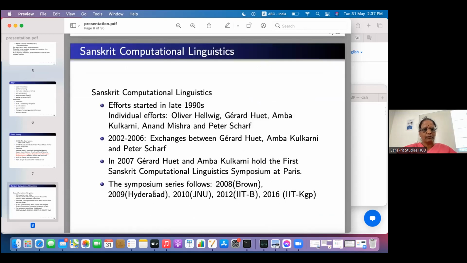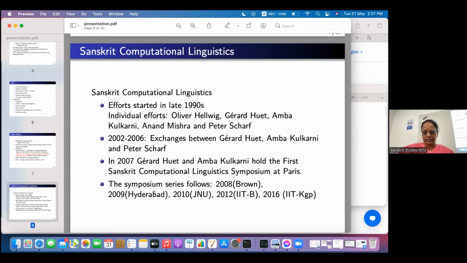Let me come to Sanskrit Computational Linguistics. We started working on Sanskrit sometime in the late 1990s. There were individual efforts of Oliver Hellwig, Professor Tera Hue, who is here, myself, Anand Mishra from Germany, and Peter Scharf from the USA. All of us were working individually on different aspects of language. Then we had exchanges during 2002 to 2006, and in 2007, as you had pointed out, we held the first Sanskrit Computational Linguistics Symposium here.